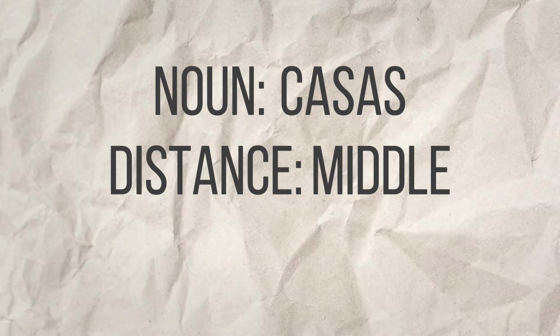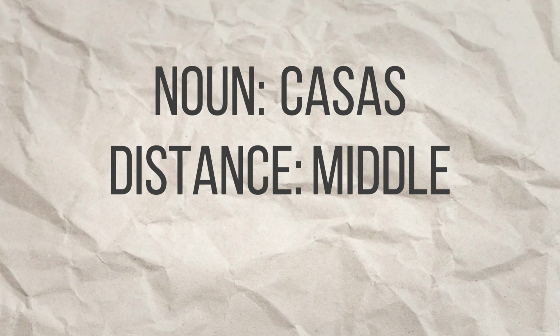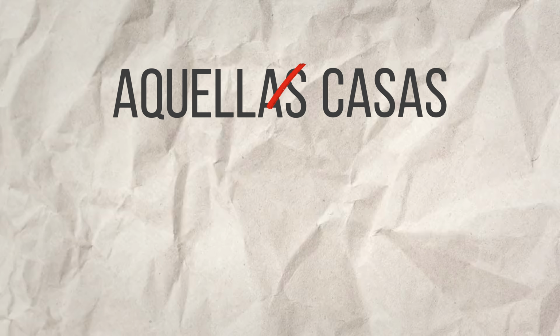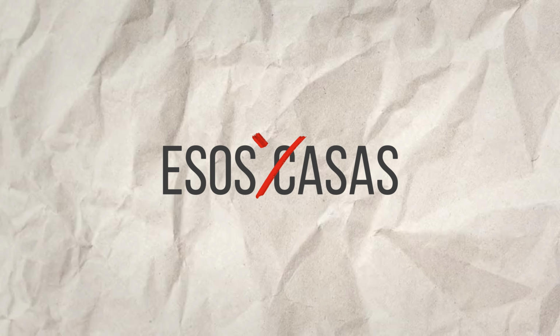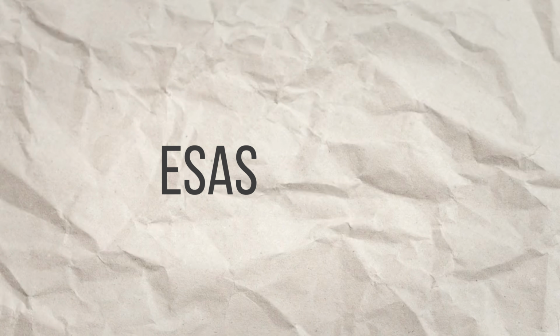Second one, we're gonna say casas, for example, and we're gonna use middle distance. What do you say? So for casas, which is plural, and middle distance, I would say esas casas. Not aquellas casas, because that one is for far. Not estas casas, because that one is for close distance. And keep in mind that you also need to pay attention to the gender, so you cannot say esos casas, right? Everything has to match. So the right way to say this one will be esas casas.